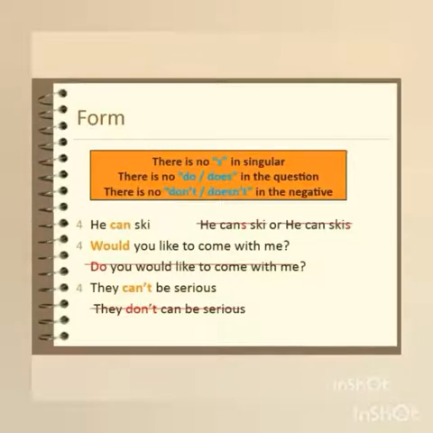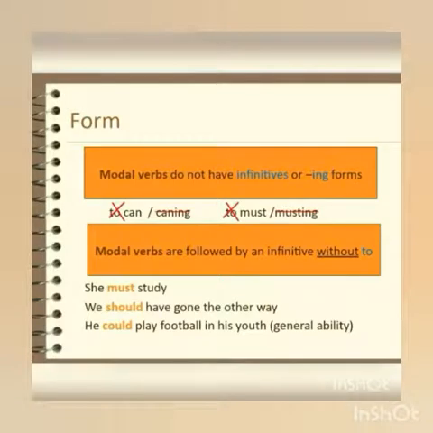Here we will discuss its formation. In the formation of modal verbs, there is no s in the singular, there is no do or does in a question form, and there is no don't or doesn't in a negative form. Remember, you should simply use the modal verb without any auxiliary verbs, both in question form and negative form. For example, he can ski. Or you should avoid using he can skis.